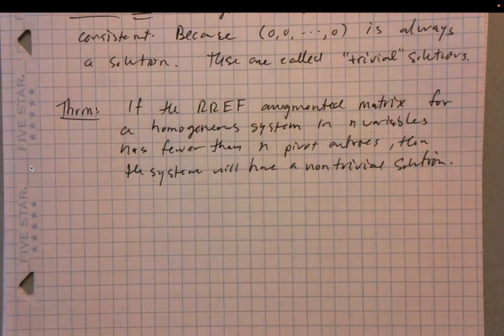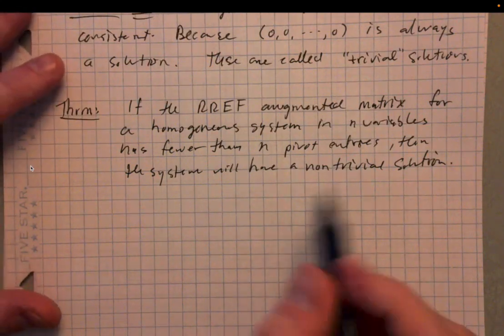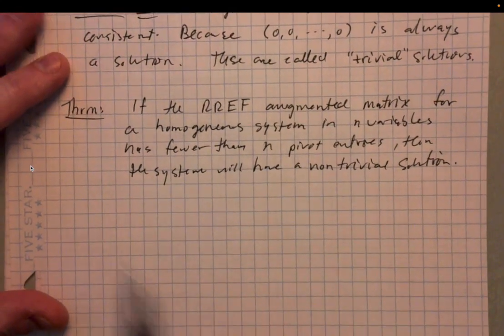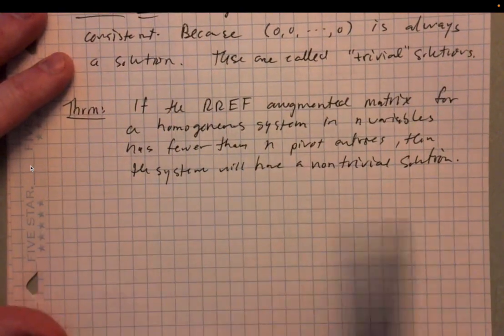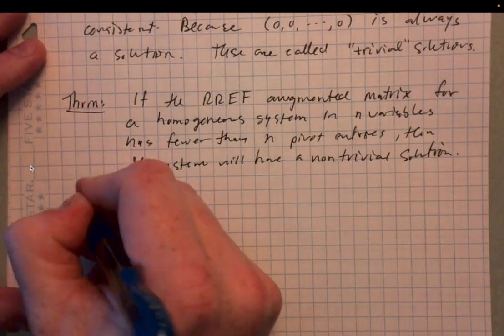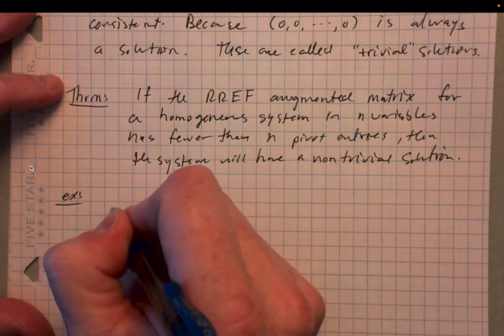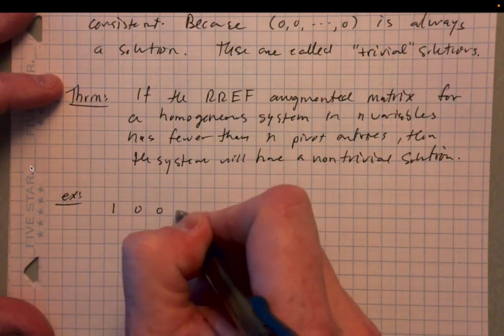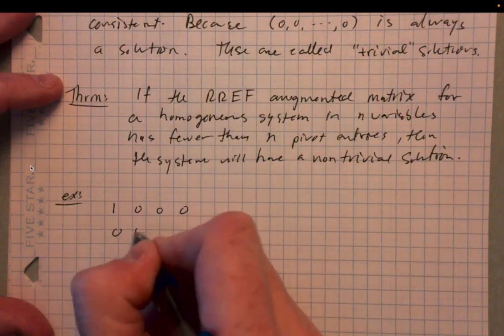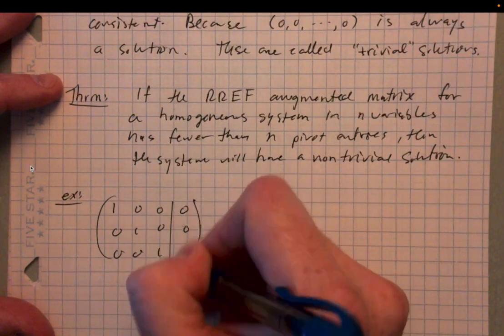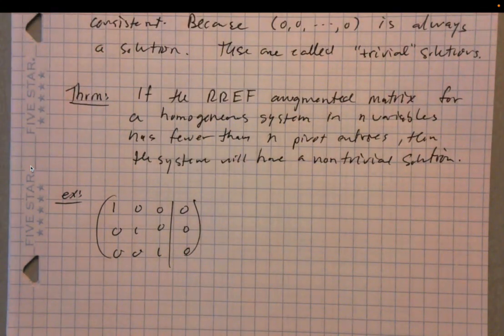Okay, so for example, something like this. Let's say I have the following two systems. I'm just going to dump them straight into the augmented matrix. But let's say I have a system that looks like this: 1, 0, 0, 0, 0, 1, 0, 0, 0, 0, 1, 0. Right? Something like this.